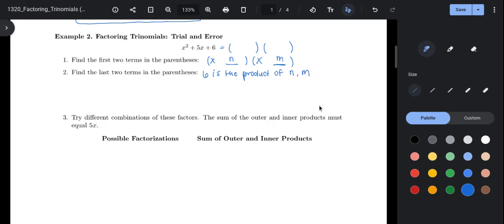So if we're trying to find two numbers that multiply to be 6, we're going to write all the possible factors of 6. So we could have 1 times 6. We could get 2 times 3. And then remember that a negative times a negative also yields a positive product. So -1 and -6 are possibilities, as well as -2 and -3.